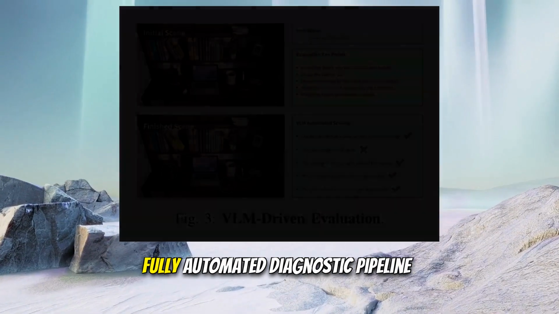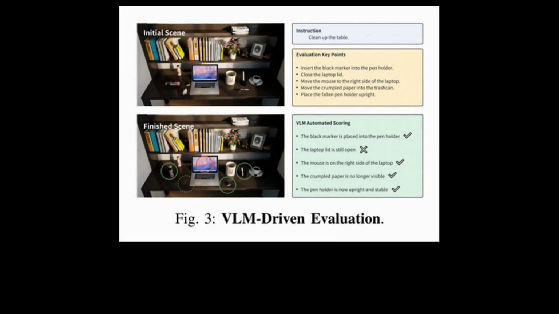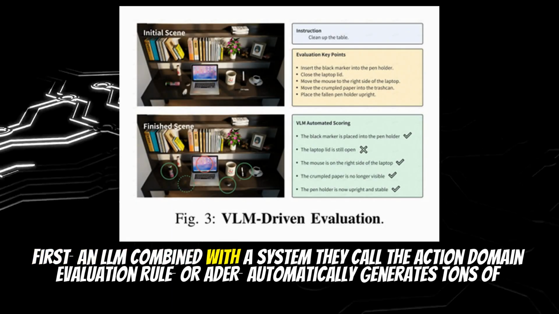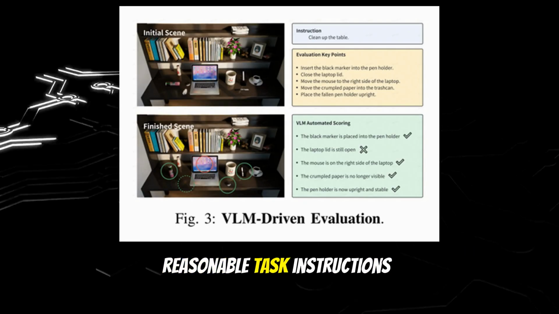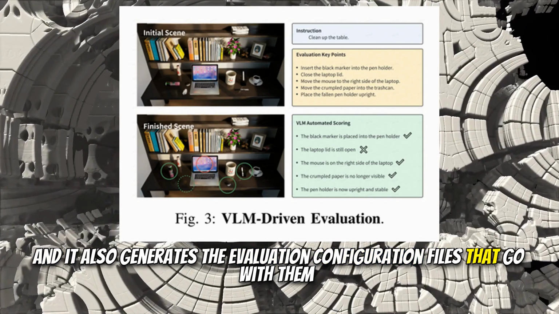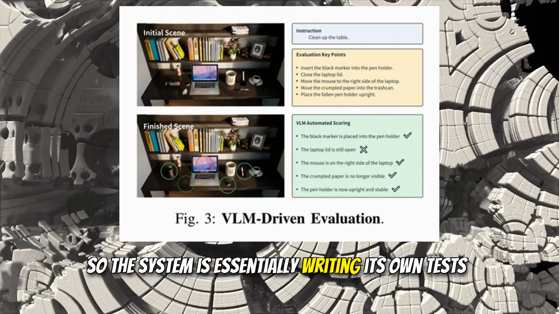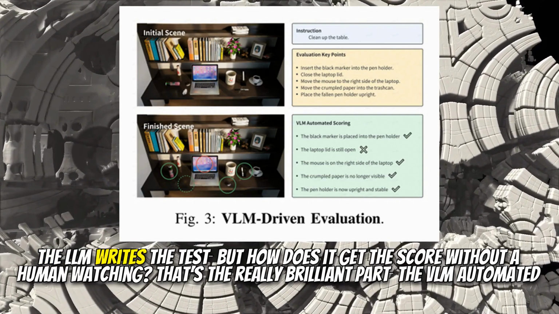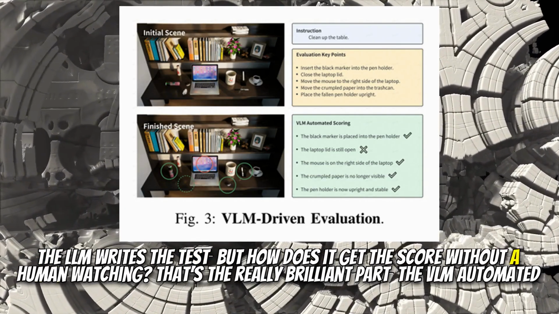It creates this fully automated diagnostic pipeline. First, an LLM combined with a system they call the Action Domain Evaluation Rule, or ADOR, automatically generates tons of reasonable task instructions. And it also generates the evaluation configuration files that go with them. So the system is essentially writing its own tests. The LLM writes the test, but how does it get the score without a human watching?